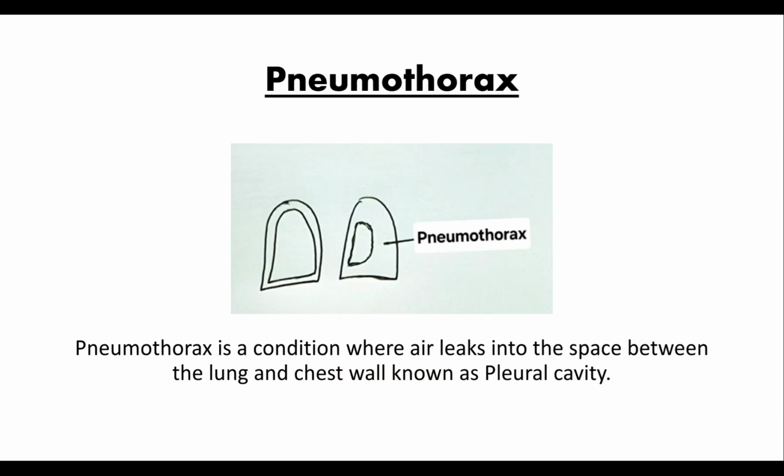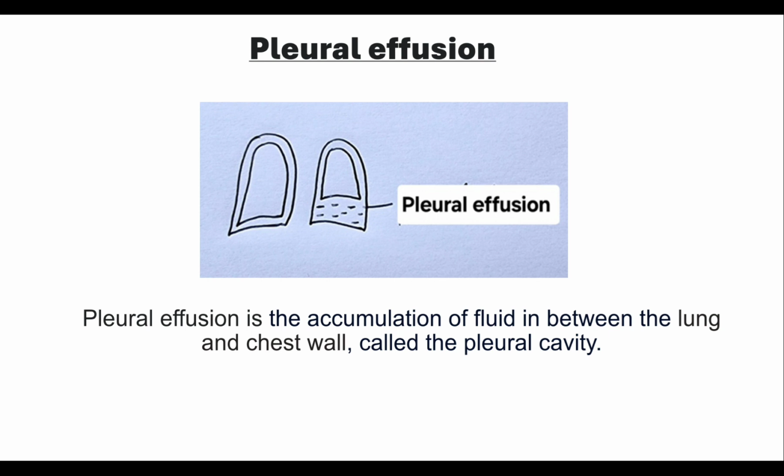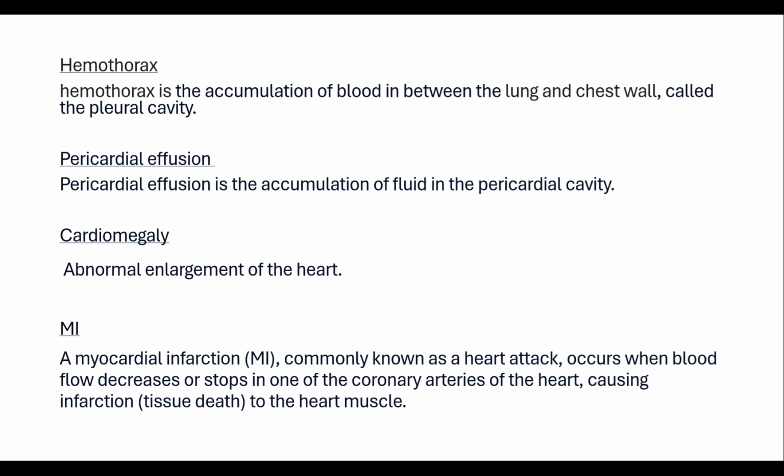Pneumothorax. Pneumothorax is a condition where air leaks into the space between the lung and chest wall, known as the pleural cavity. Pleural effusion. Pleural effusion is the accumulation of fluid in between the lung and chest wall, called the pleural cavity. Hemothorax. Hemothorax is the accumulation of blood in between the lung and chest wall, called the pleural cavity.